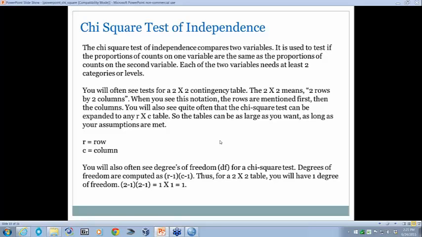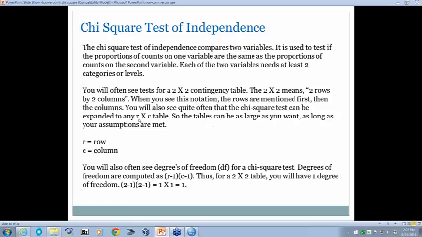So it's used to test if the proportions of counts on one variable are the same as the proportions on the second. Each of the two variables needs at least two categories or levels, and that's called a 2x2 table. So you're often going to see tests for a 2x2 contingency table. The 2x2 means 2 rows by 2 columns. Rows are always first, columns are always second. So when you see this notation, you'll know that.